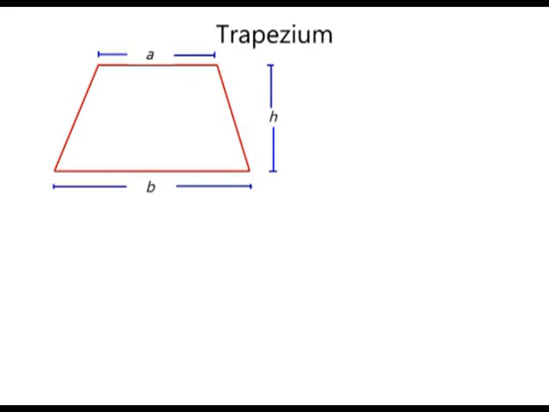Next, area of a trapezium. A trapezium has only one pair of parallel sides. If the parallel sides measure A and B respectively, and the perpendicular distance between them is h, then its area is given by the formula area is equal to a half into A plus B times height.